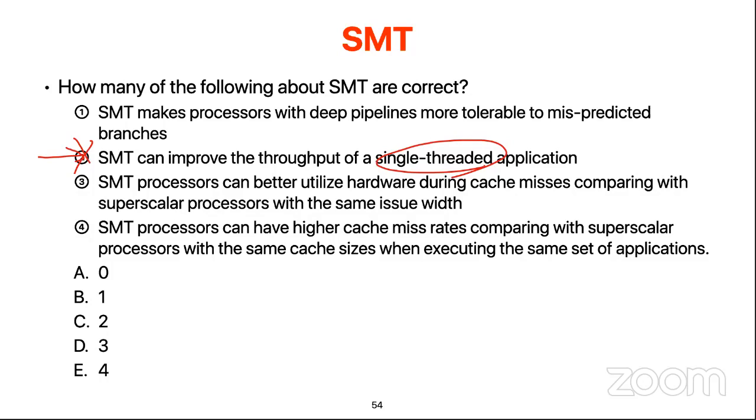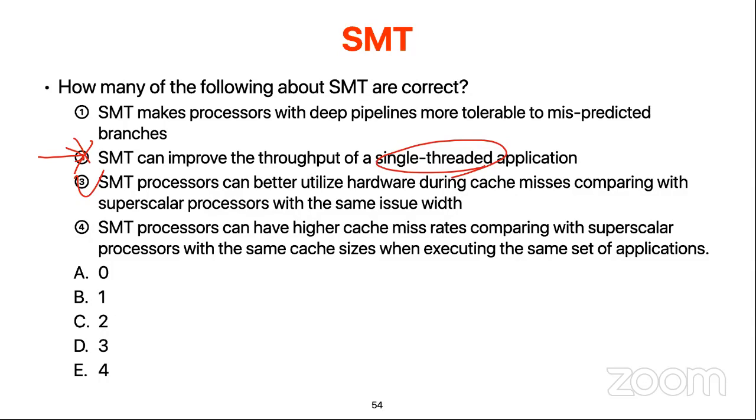I guess that's right. How about the third one? Well, I think that was one of the motivations behind SMT. Right. So if you have a cache miss, you can just schedule instructions from the other threads. Right. What else?